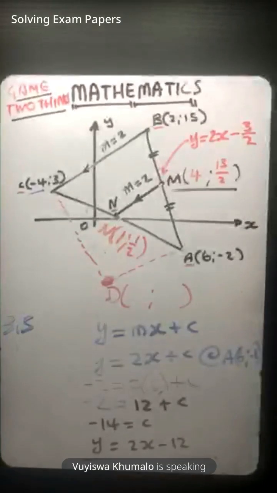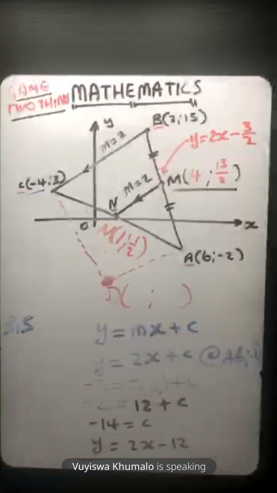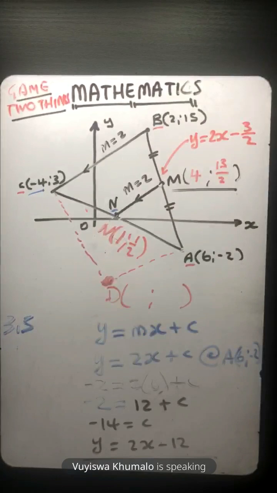I was going to ask, why is it that you estimated that point D would be on this side and not the other side?